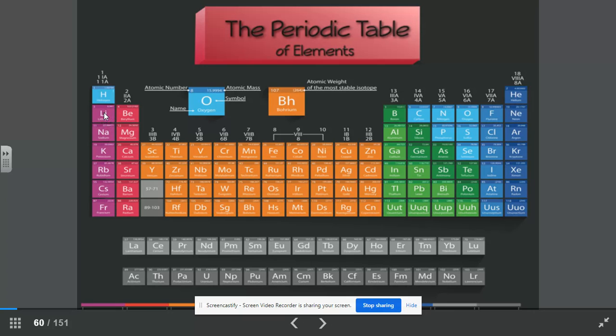So we've got, these are called groups. We've got group 1, group 2, groups 3 through 12, group 13, group 14, 15, 16, 17, 18. When we go across, these are called periods. We have 7 periods. So this is the first period, the second period, the third period, 4th, 5th, 6th, and 7th.